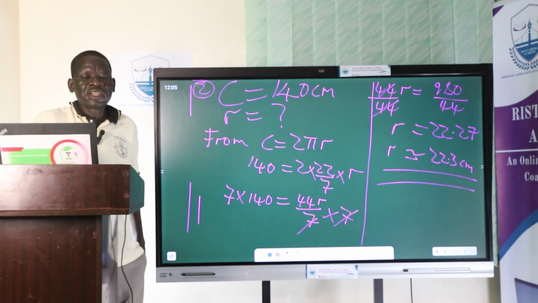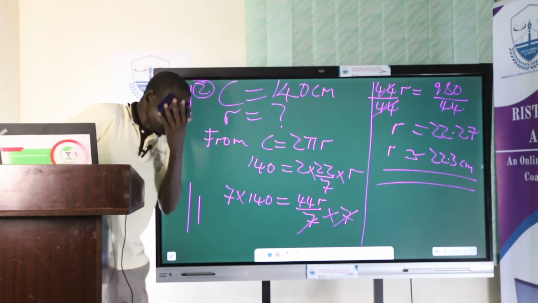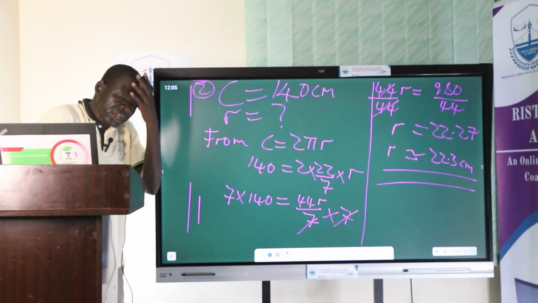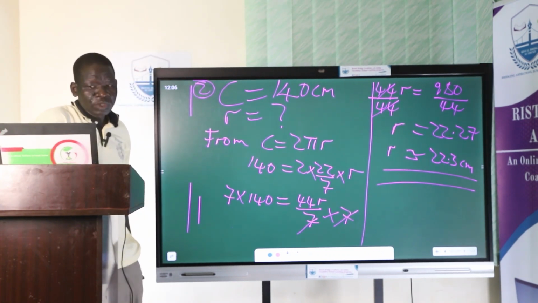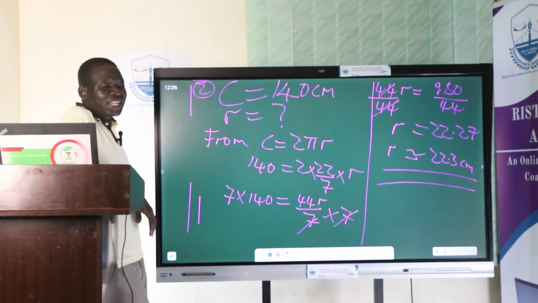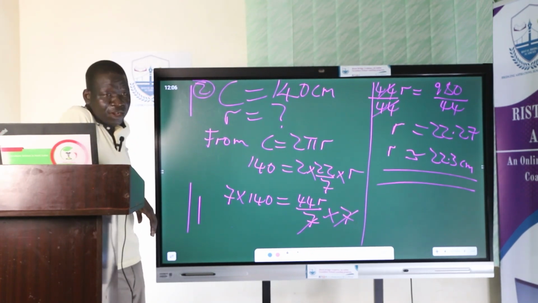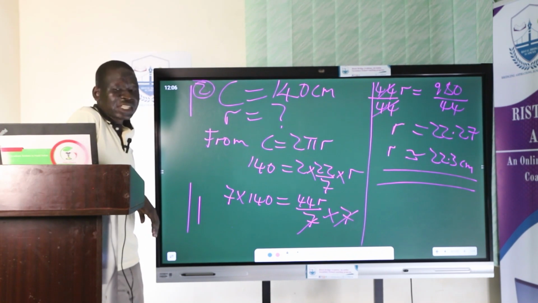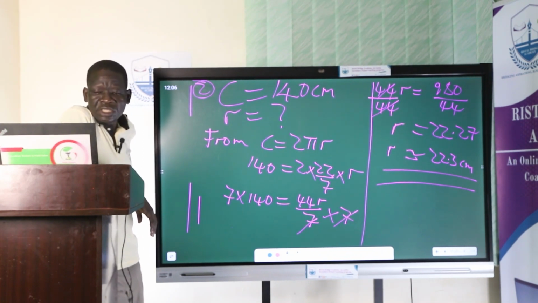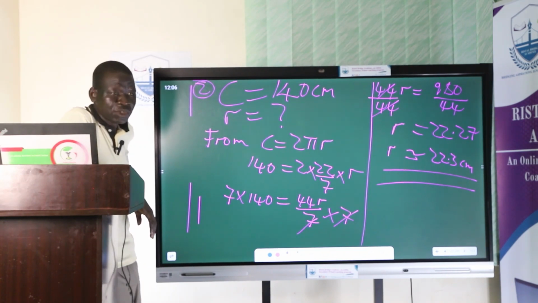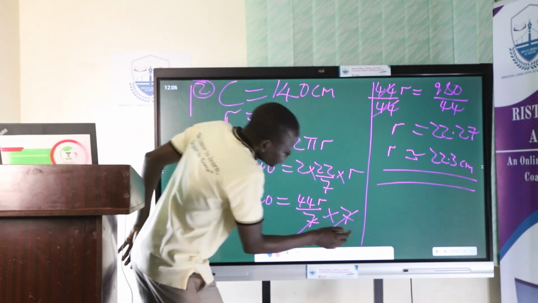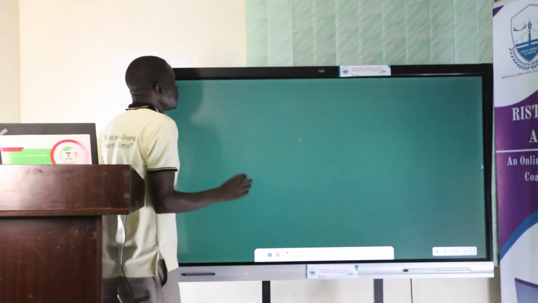We can now look at the length of an arc. We said that the arc, first of all, is a part of the circumference. Part of the circumference is what we refer to as the arc. So we want to see how we can find the length of an arc.